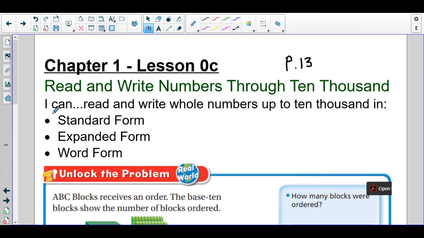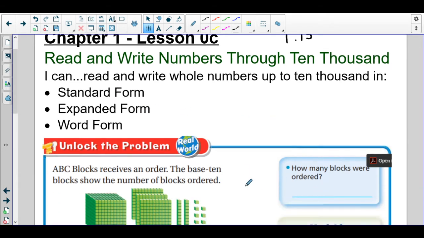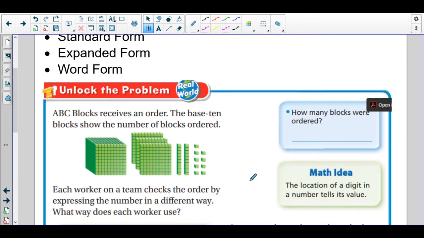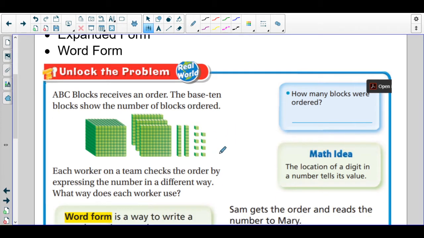Our goal, or I can statement: I can read and write whole numbers up to 10,000 in standard form, expanded form, word form. All right, so actually we have three parts to this goal. So let's work through this together. ABC blocks receives an order. The base 10 blocks show the number of blocks ordered.